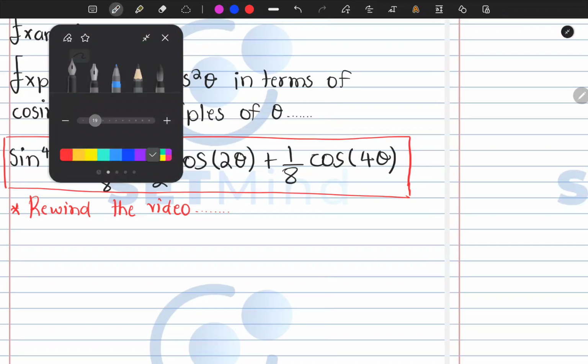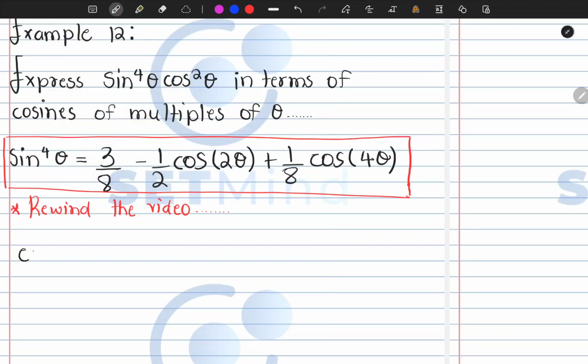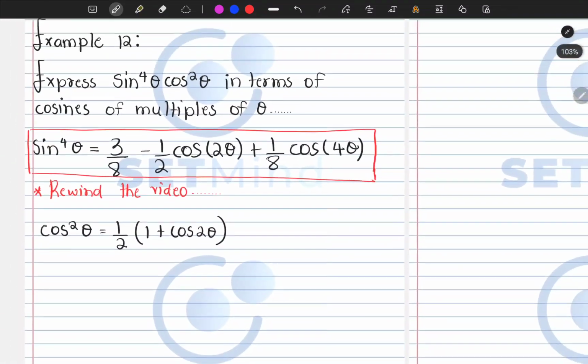And then also what I'm going to do is quickly write down the expression for cos squared of theta, not as a square power, but as a double angle. So it will be 1 over 2 plus 1 over 2 cos of 2 theta. This is what I have.